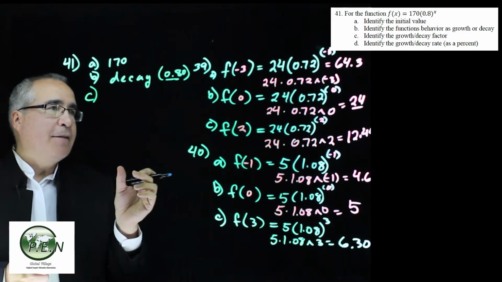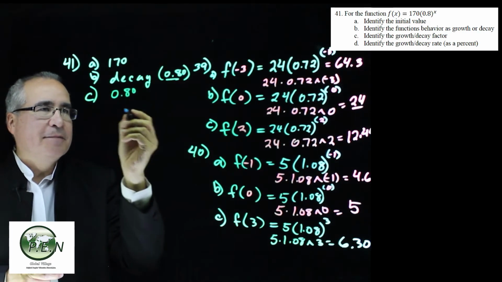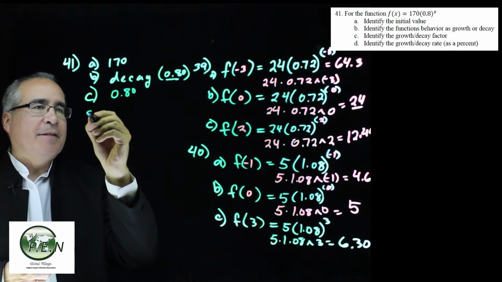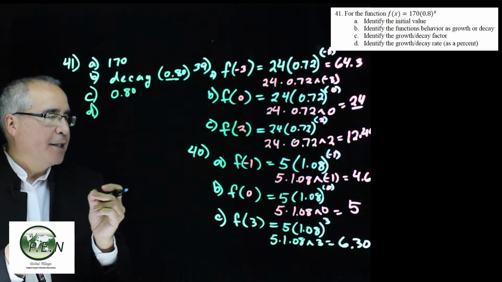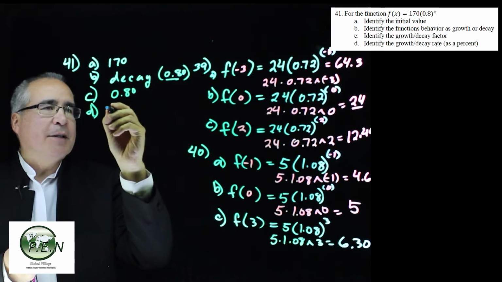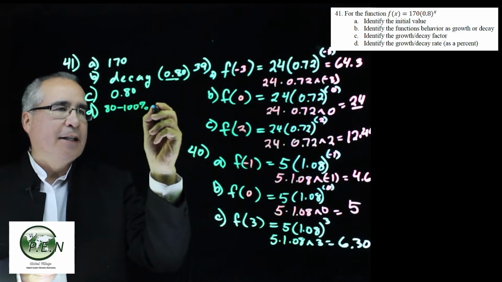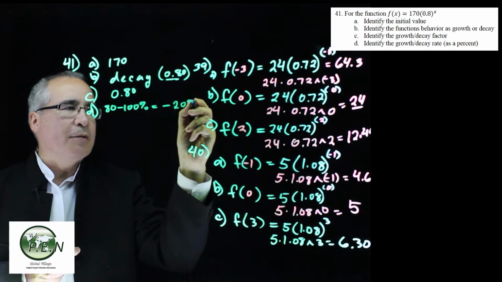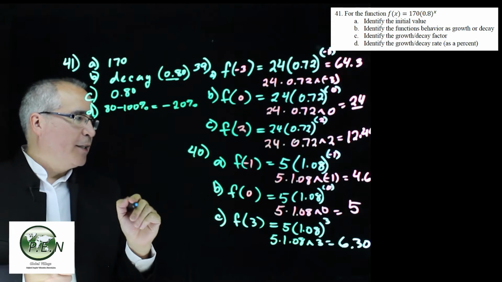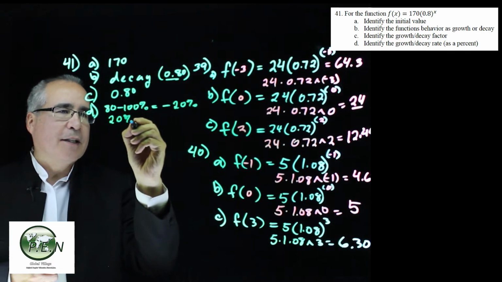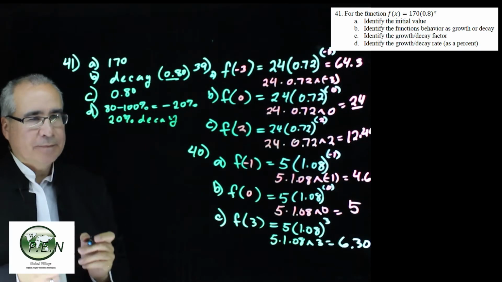C, identify the growth or decay factor. Well, that is the factor. Got ahead of myself. That's the factor. And the final question is we look for the rate. Well, remember this, we have to subtract it from 100. Or you have to subtract 100 from it. So you take 80% minus 100%, and you'll see it's a negative 20% rate. So as a percent, negative 20%, or you can say it's a 20% decay. Either way works. Okay.